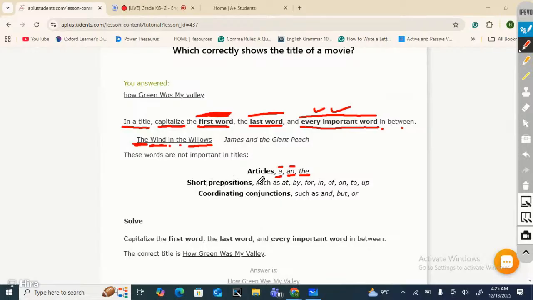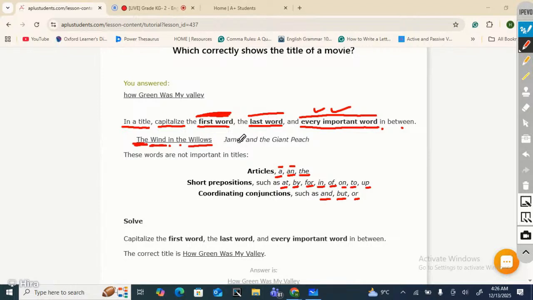Now, short prepositions such as at, by, for, in, off, on, to, up are also not capitalized if they are in between the title. But if any title begins with one of these words, then they are capitalized. Then we have coordinating conjunctions such as and, but, or. If a title begins with these words, they will be capital. But if these words are used in between the title, then they are not capitalized.